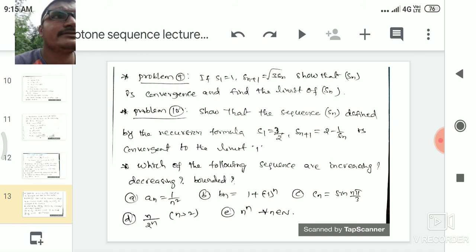So here also, first we verify whether the given sequence is monotonic or not. After that we verify whether it is bounded or not. So if it is monotone and bounded, then it is a convergent sequence. After that we find the limit point.